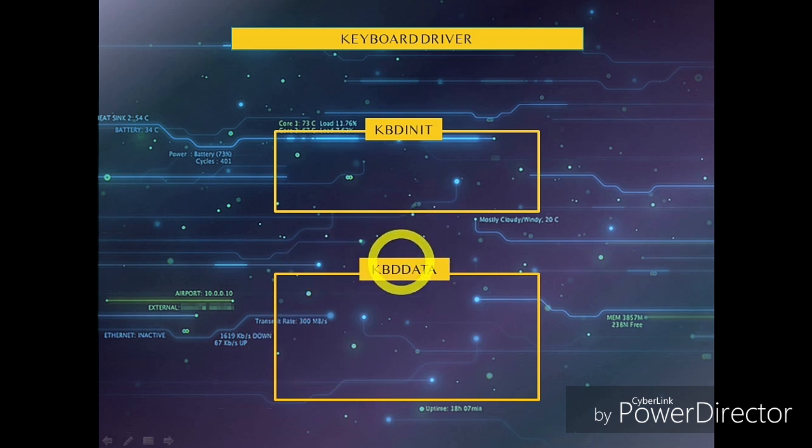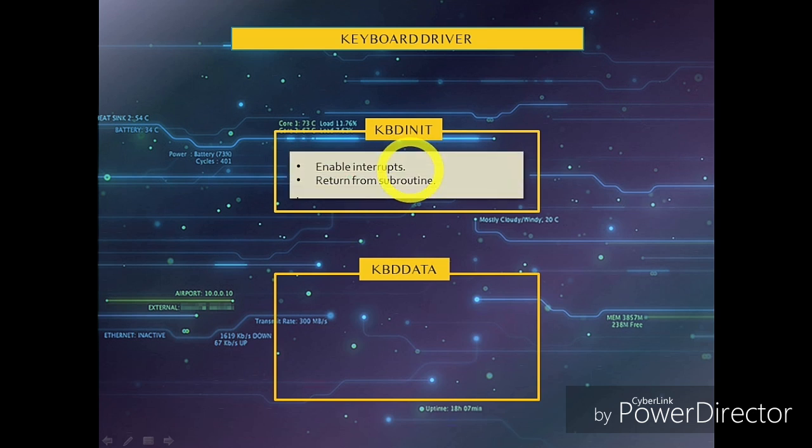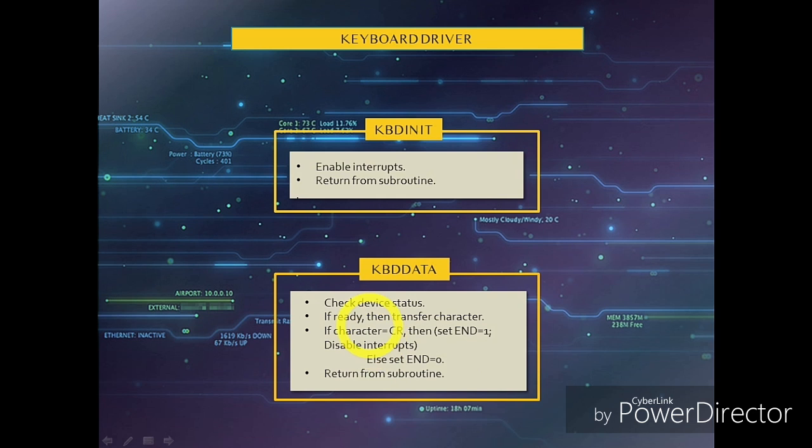We have assumed that the device driver for the keyboard consists of two routines. The keyboard initialization enables interrupts in the interface circuit by setting the appropriate bit in its control register. The keyboard data routine checks device status. If ready, it transfers the character. If the character is a carriage return, it sets to 1 a flag called end to inform I/O data that the requested I/O operation has been completed.